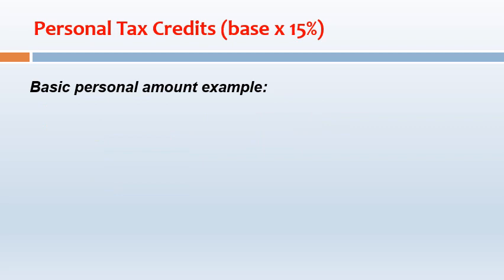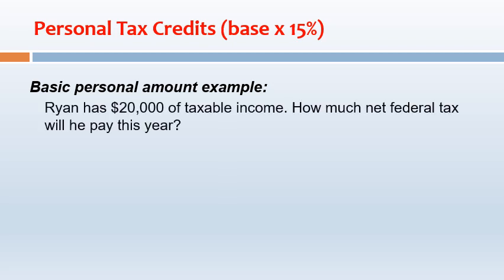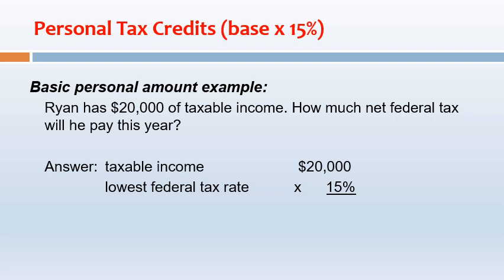Before we introduce any other credits though, why not do a simple example so I can illustrate how these tax credits work. So let's take an example of someone named Ryan who has 20 grand worth of taxable income, not net income, taxable income. So the question asks how much federal tax is this guy going to pay throughout the year? So what you start with is, okay, let's take a look at how much taxable income we have. Now, with $20,000 of taxable income, we're going to multiply that by the lowest federal tax rate because $20,000 falls within the smallest federal tax bracket. This is going to give us gross federal tax of $3,000.